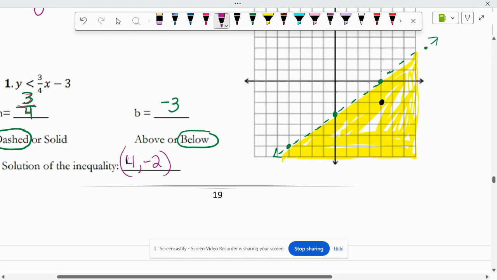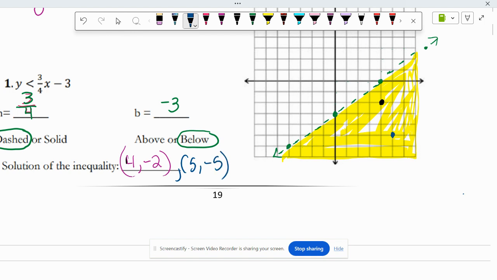Okay. Someone else, give me a solution in our shaded region. What do you got, Uriah? 5, -5. Yep. Someone else. 5, -3. Yeah. Do you guys understand how this works? How do we know that we did this correctly? How could we check this?